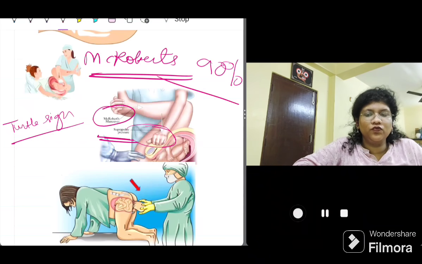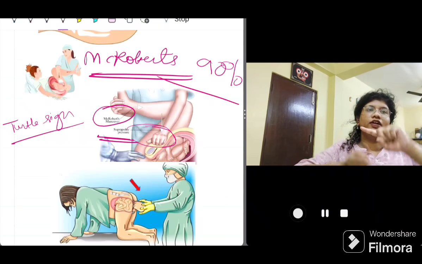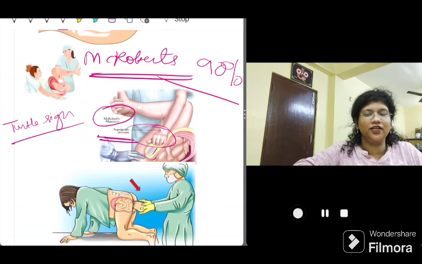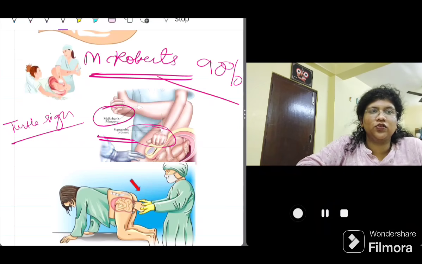Wood's corkscrew maneuver was where you were turning it completely 180 degrees, whereas in the Rubin maneuver you are partially rotating it to just disimpact the shoulder, which might have been impacted under the pubic symphysis, which is the pathophysiology in shoulder dystocia.